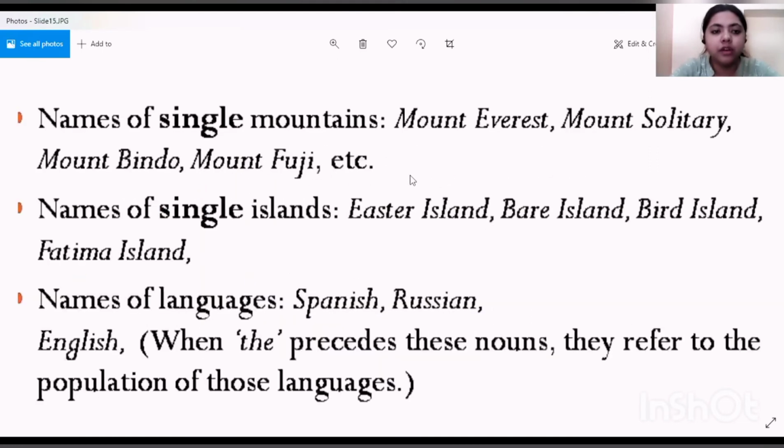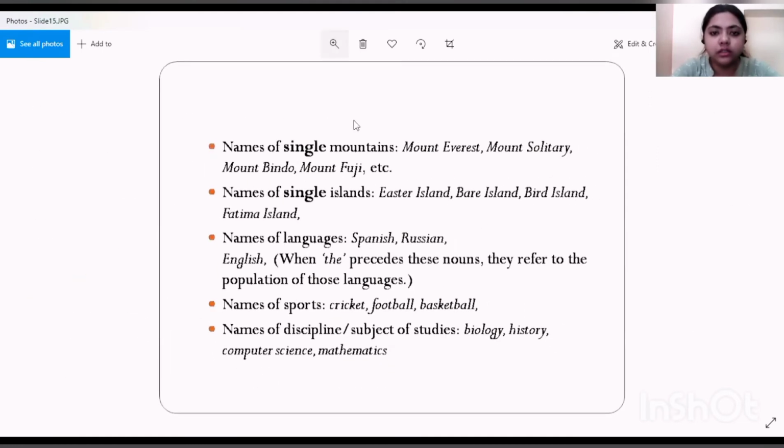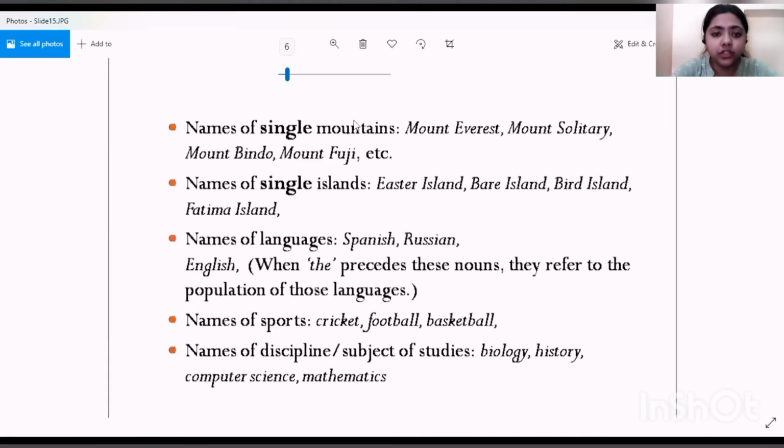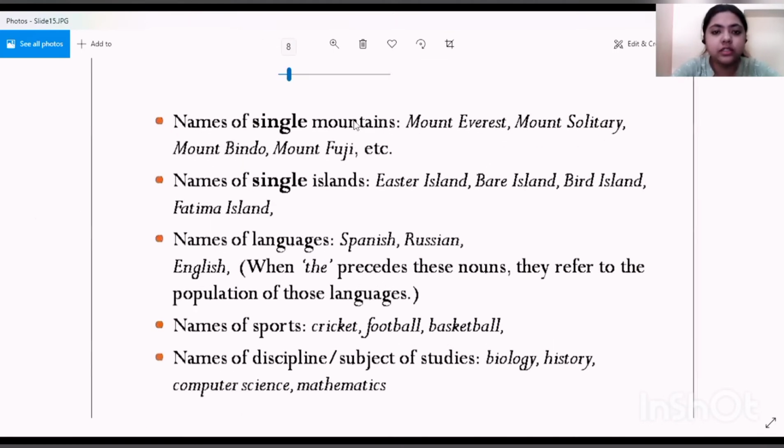Then names of single mountains. The article the is used with mountain ranges, but is not used with single mountain peaks. For example, Mount Everest, Mount Fuji. These are not preceded by any article. Names of single islands, right? Easter Island, Bear Island. So these are the names of single islands.